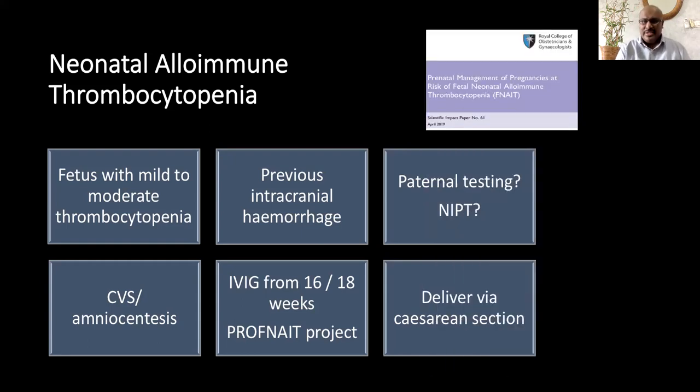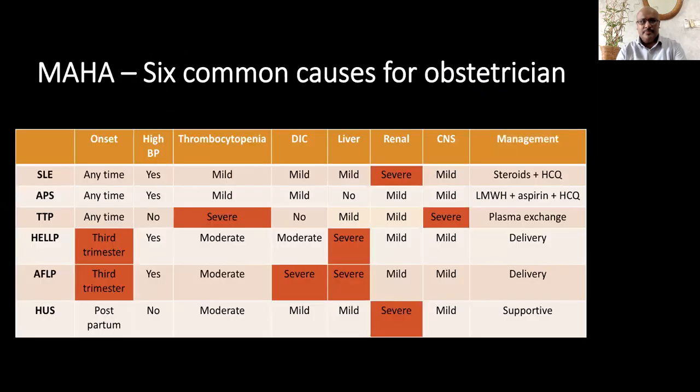But I'd like to bring your attention to this wonderful, newly published scientific impact paper on prenatal management of fetus with neonatal alloimmune thrombocytopenia. So think about it, have a degree of suspicion. If you think the baby has got neonatal alloimmune thrombocytopenia, giving the mothers IVIG is beneficial. Refer the patient to a fetal medicine unit.